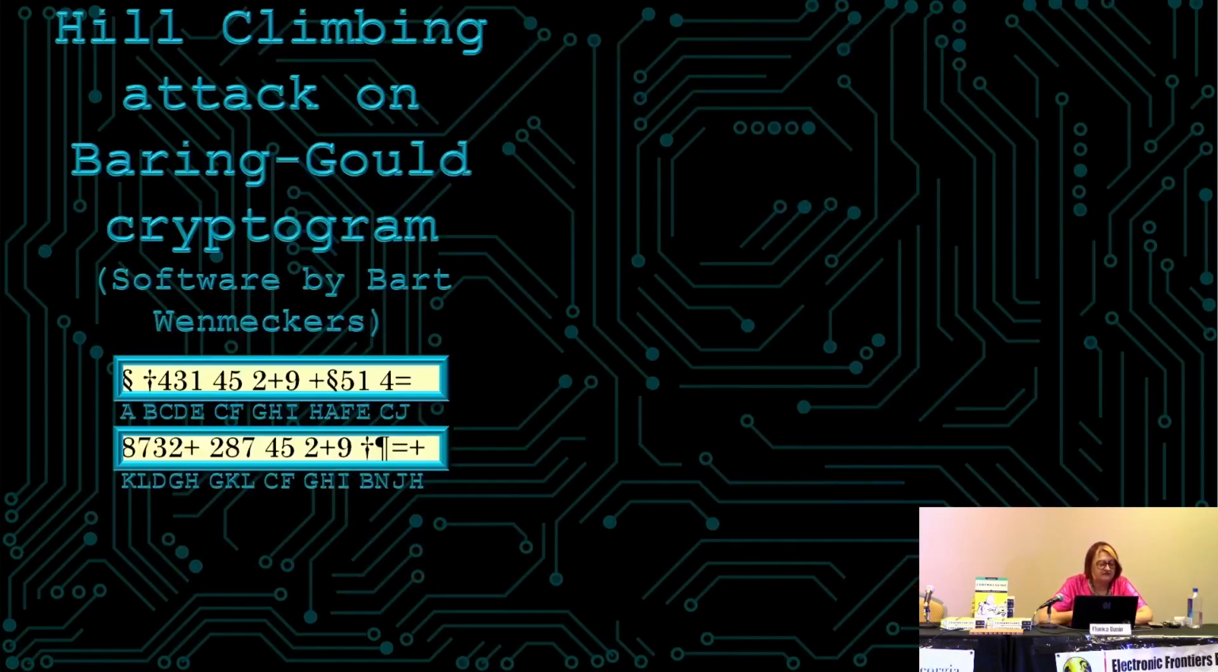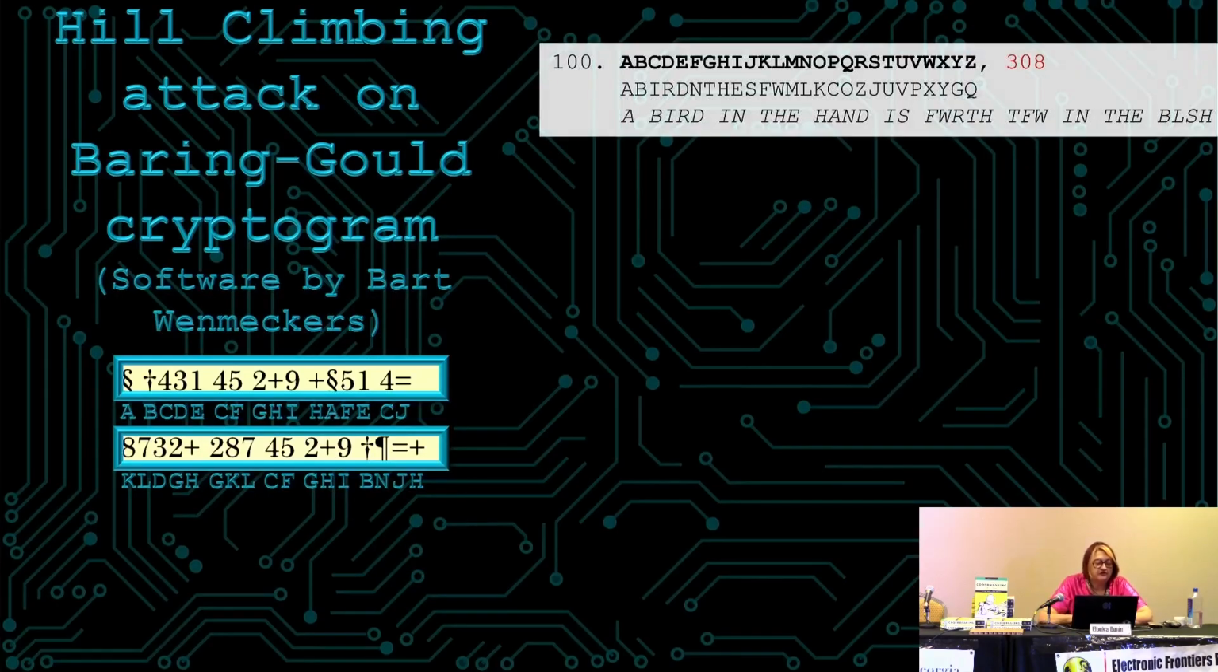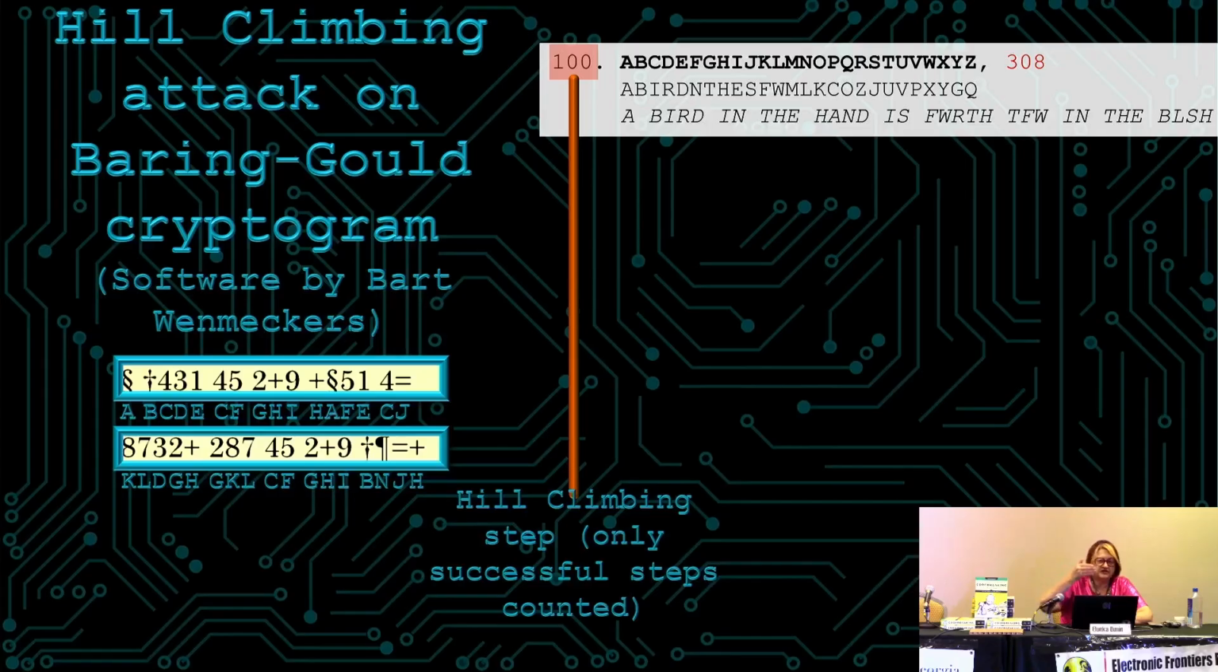So we have that hill climbing attack that we did on this bearing gold cryptogram. And what we're going to do is we're going to run a whole bunch of comparisons. So in this case, we have the number of steps. So that number 100 on the left, I'm not going to show you steps 1, 2, 3, 4, because those are boring. So here we are at step number 100. And we're also only going to count successful steps. So steps where the score actually goes up. And here we have the table that we used for this particular step in hill climbing.